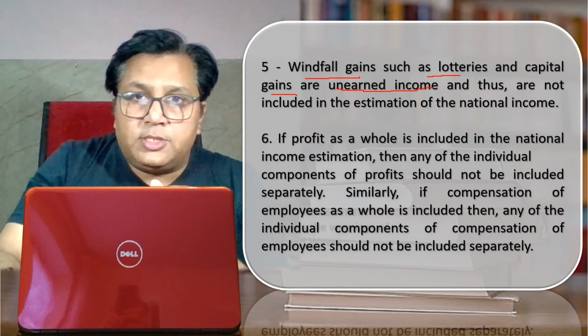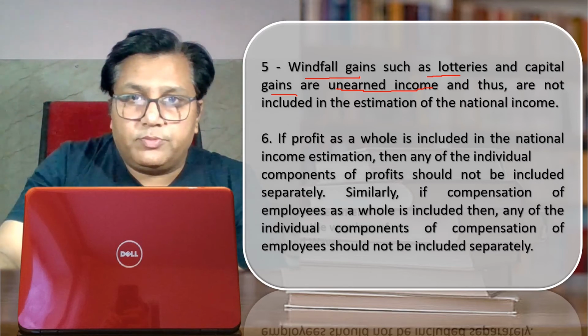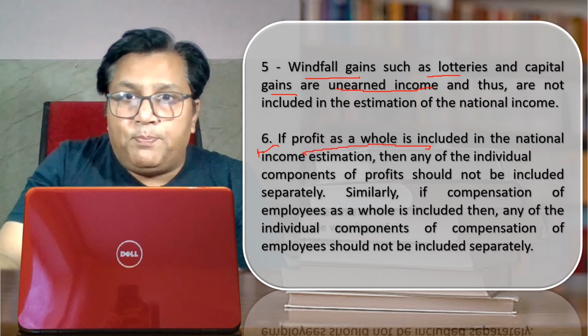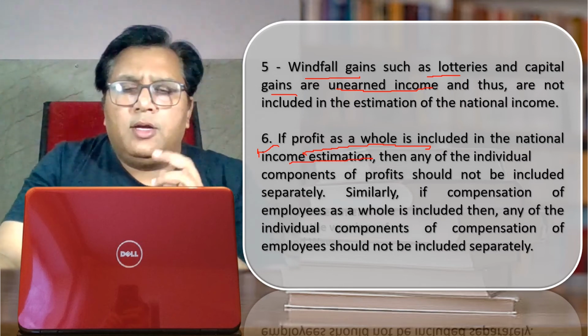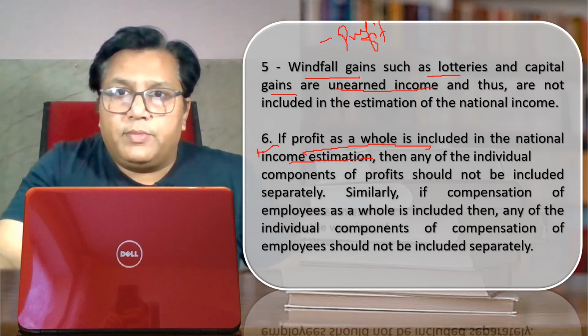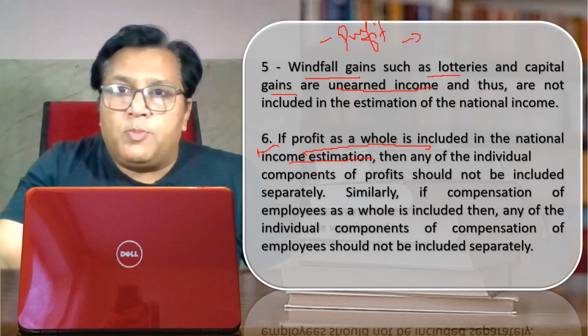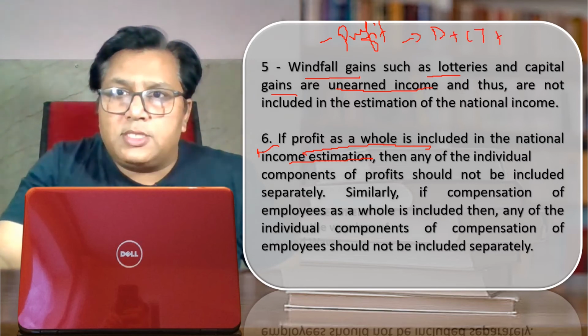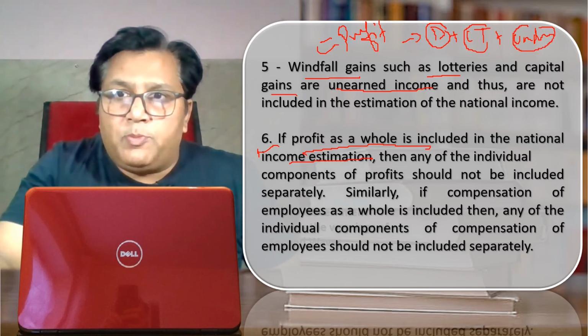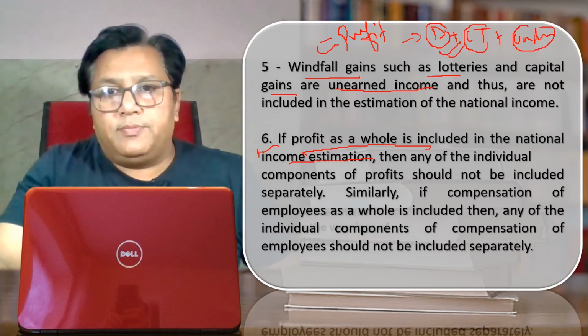The sixth precaution is that if the profit as a whole is included, then the portions of the profit should not be considered. Example, suppose I have considered the total profit. Then I will not consider the parts of the total profit. We know that profit is the summation of dividend plus corporate tax plus undistributed profit. If I consider profit, then dividend, corporate tax and undistributed profit will not be considered separately. I hope the point is clear.